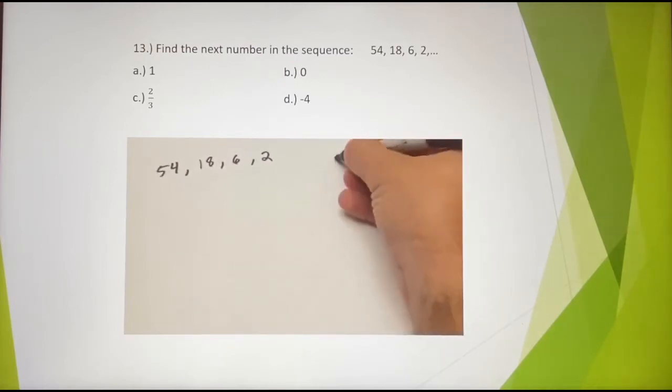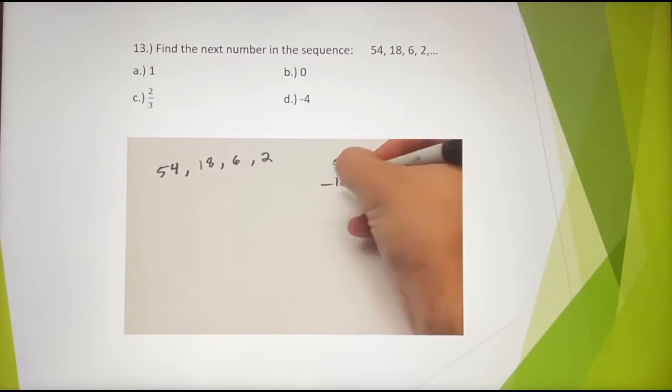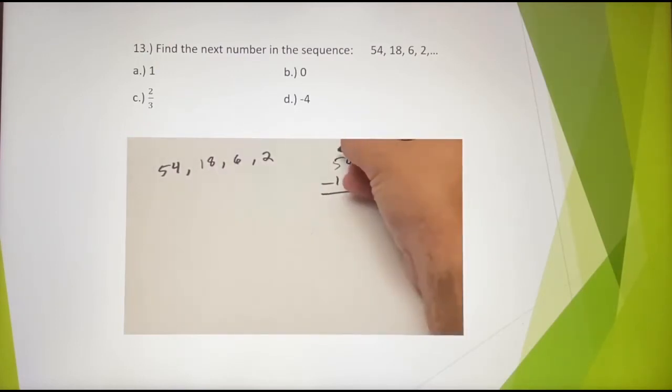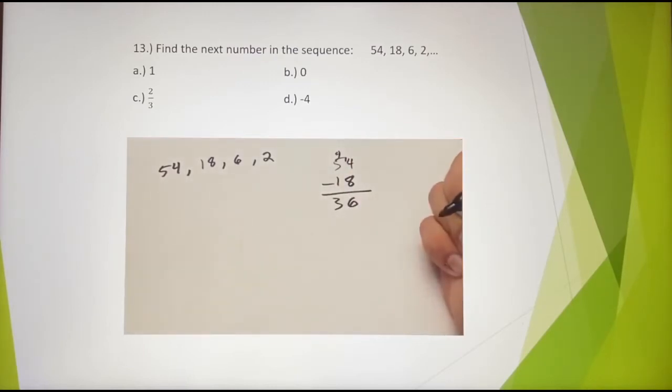So 54 minus 18 gives me 36, but 18 minus 6 is not 36. Right, so we know that it's decreasing, but it's not decreasing by the exact same amount. So it's more likely going to be a geometric sequence, which is going to be where you're multiplying or dividing by the same number each time.